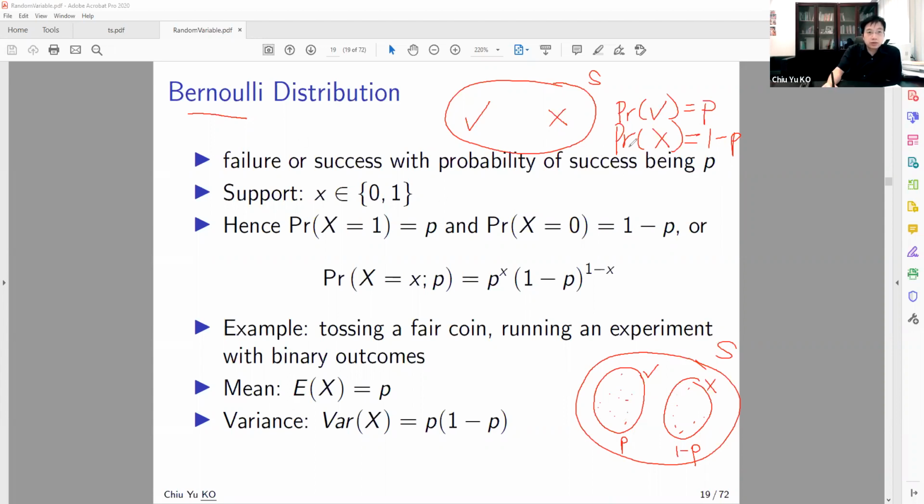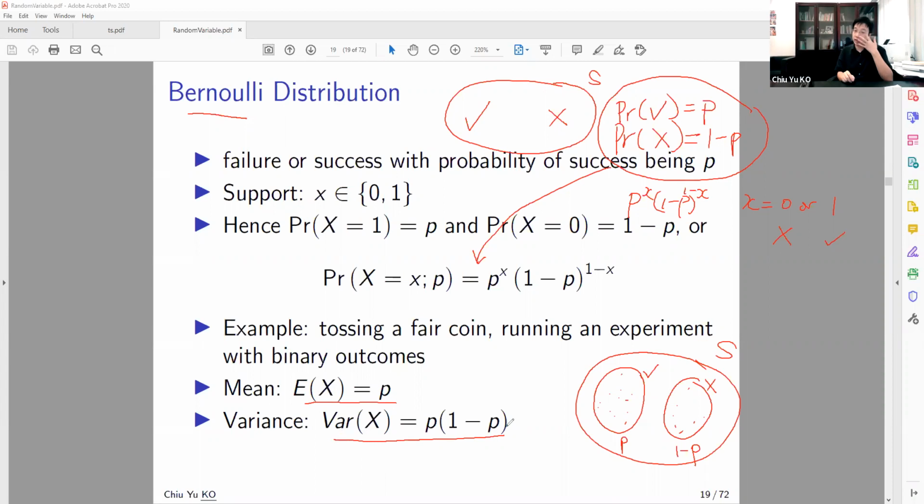And you can combine these two into the following function: P to the x, times 1 minus P to the 1 minus x, where x is 0 or 1, one for success and zero for failure. There are a lot of applications there. And we have a proof that it's an easy proof. You should be able to solve this proof. As I said, proof is not the goal, but you should definitely be able to solve this. Why the expectation is P, and the variance is P times 1 minus P. That shouldn't be difficult for you. At least I hope you understand how this is proved.